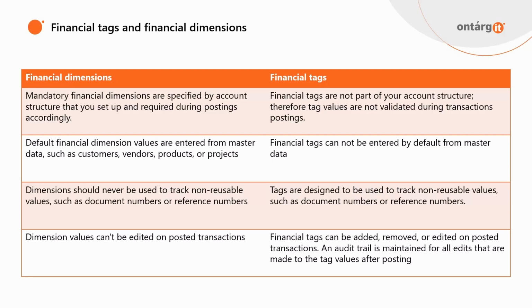Firstly, if you use non-reusable values such as document numbers or reference numbers in your financial dimensions, your chart of accounts will explode because of the uniqueness of so many ledger accounts. Moreover, you must manually create new values in financial dimensions each time they appear. While financial texts were designed for non-reusable values, you can easily enter them while creating a new transaction and avoid any additional complexity. Secondly, financial text can be added, removed, or edited on posted transactions. An audit trail is maintained for all edits that are made to the tag values after posting. You cannot do the same actions with financial dimensions.